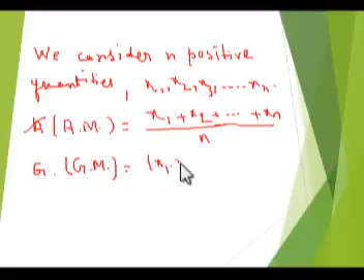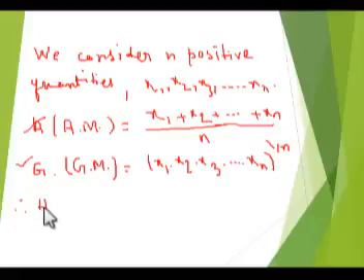Now the geometric mean is denoted by G, and this will be the nth root of the multiplication of all the positive quantities, x1 multiply x2 multiply x3 dot multiplication up to xn, its nth root. And this is the geometric mean.